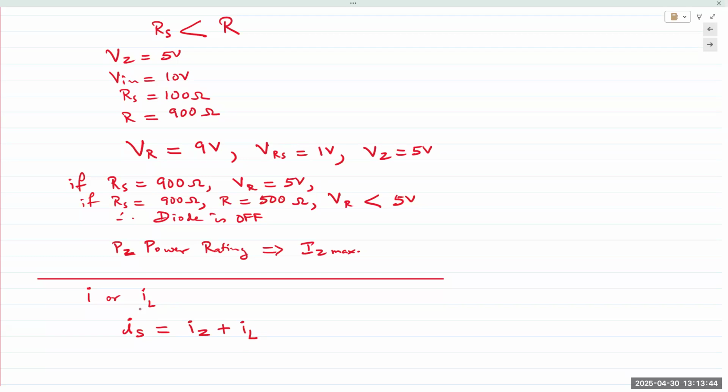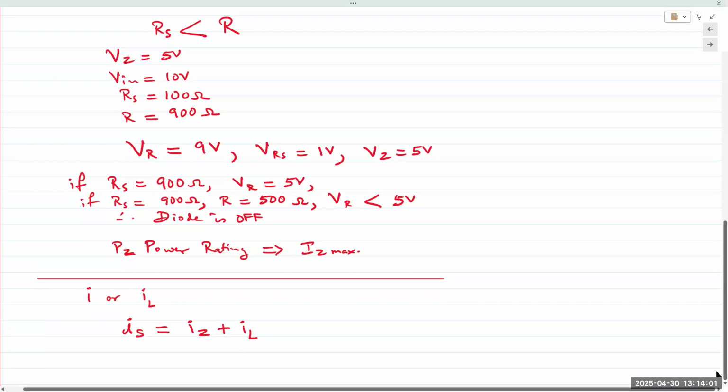Okay. So essentially, all circuits can be reduced to one single resistance as the Thevenin resistance, and we can describe the entire load as one single load resistance. So the total supply current coming from the supply is split between the Zener diode and the load resistor, IL. Okay, so that's the first point to keep in mind.